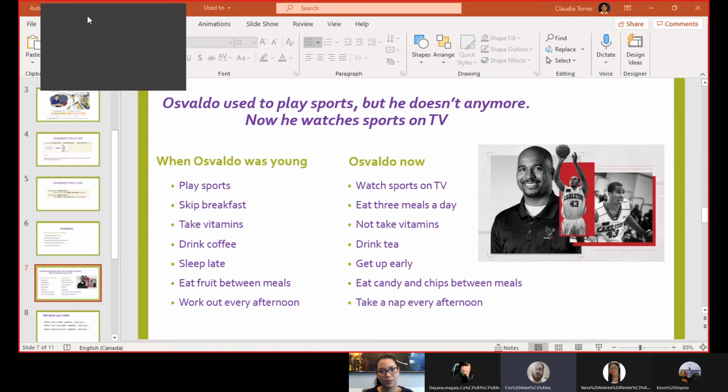It's right to say gets up because it's the present simple, third person. Gets up early in the morning. What about you? Do you sleep late or do you get up early?